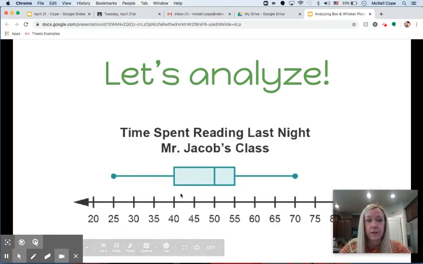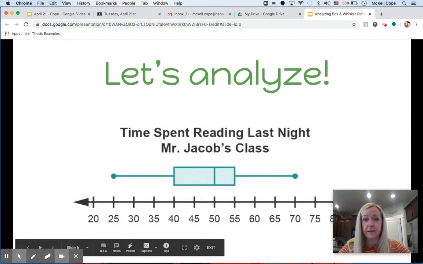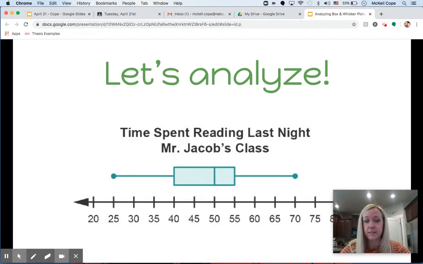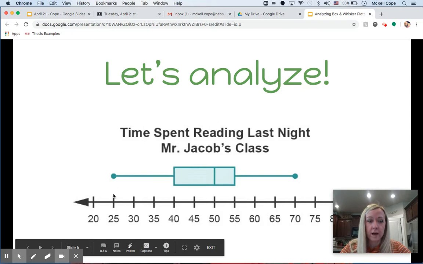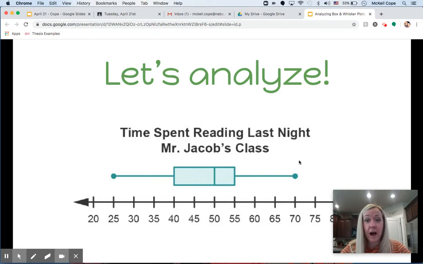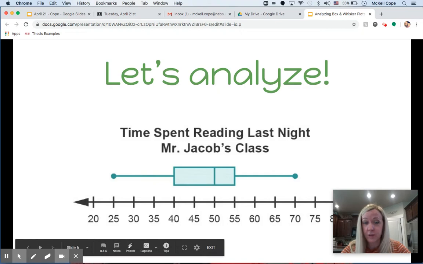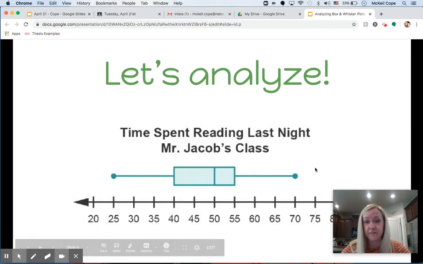Okay, so now let's practice analyzing. Here we have a box plot that represents the time spent reading last night in Mr. Jacobs' class. The lowest number is 25 minutes. The highest amount is 70 minutes. So that's our range, from 25 to 70. And we've broken that up into 4 equal groups.